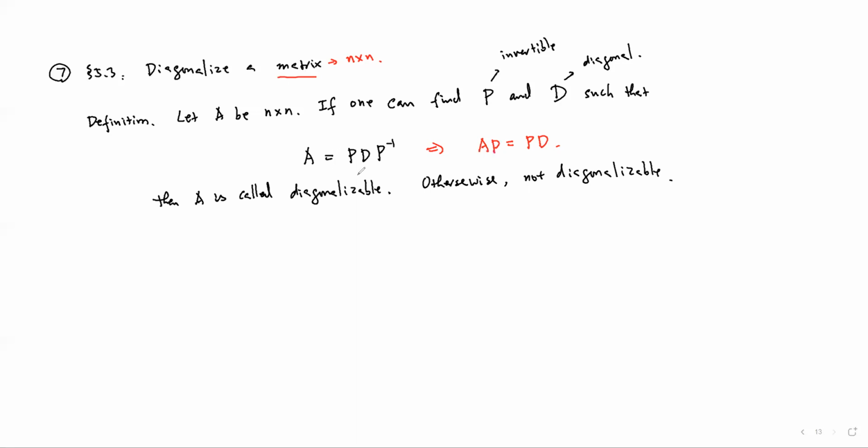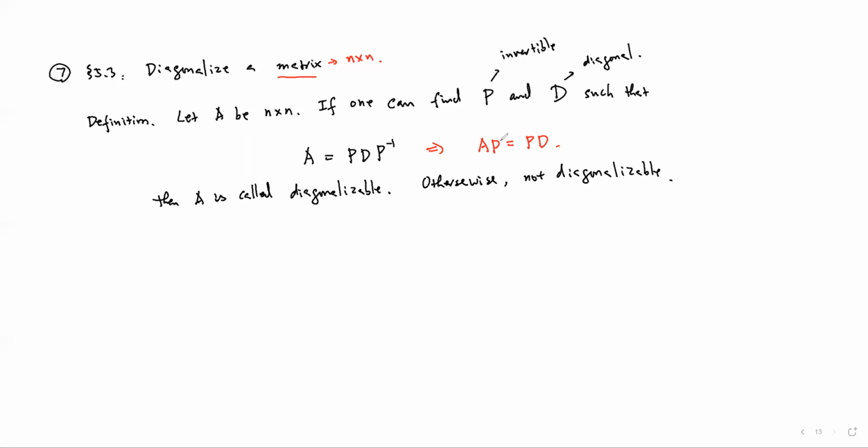And why do we study this equation? If A is diagonalizable, then it is easy to solve a system of ODE, ordinary differential equations. This equation has applications in the solution of systems of ordinary differential equations. So it is very useful. Actually, this is an important topic.